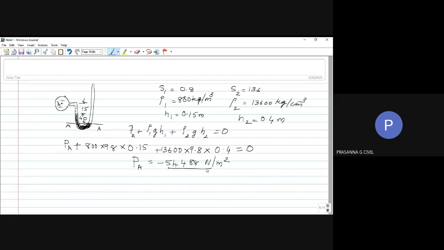So pressure in the pipe plus pressure of the fluid in the left leg is equal to pressure of mercury in the right leg for gauge pressure. Whereas for vacuum pressure, pressure of fluid in the pipe plus pressure of the fluid length plus the pressure of mercury in the pipe is equal to 0 because there is nothing in the right leg.